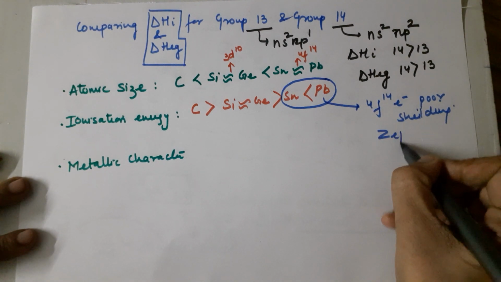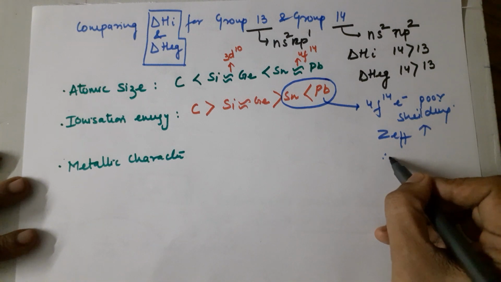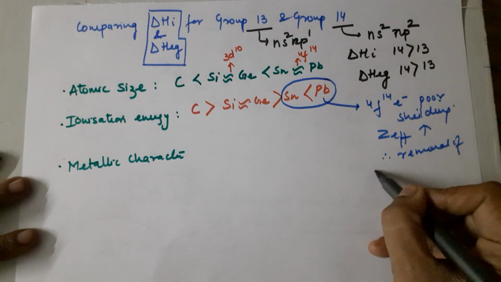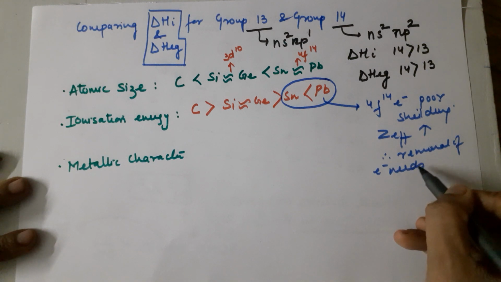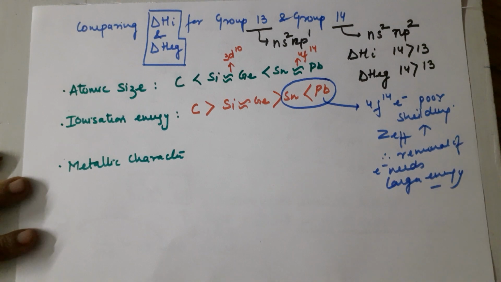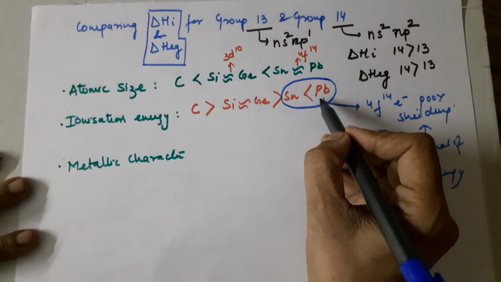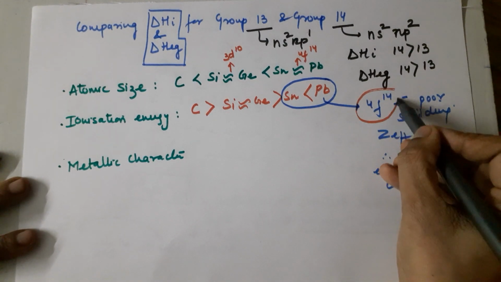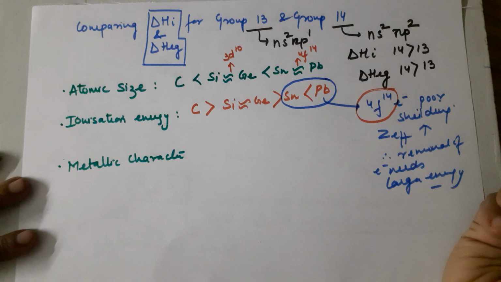Therefore, effective nuclear charge increases. Therefore, removal of an electron needs larger energy. The removal of an electron will require a larger energy. Therefore, there is a surprise factor here, which, I remind you again, is owing to the 4f14 being present in lead.